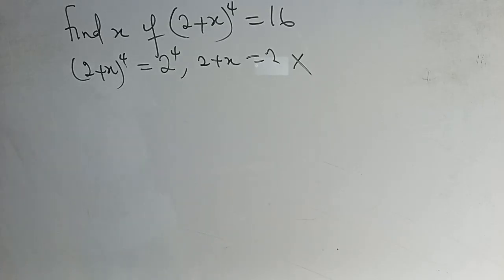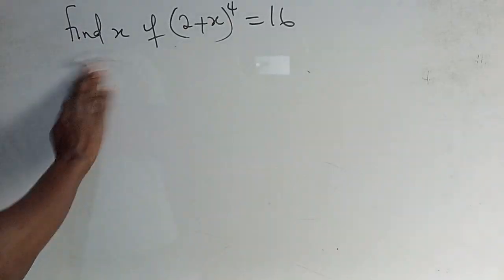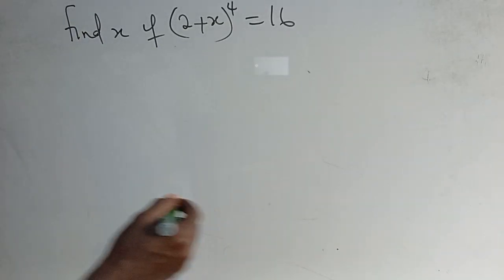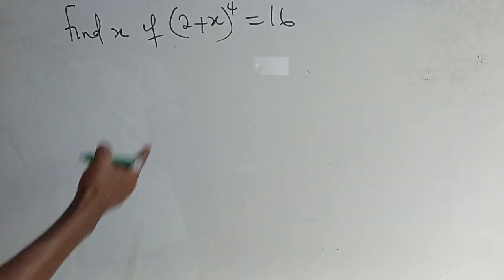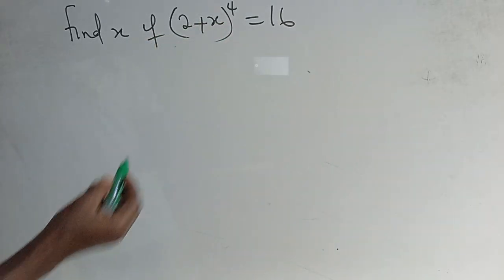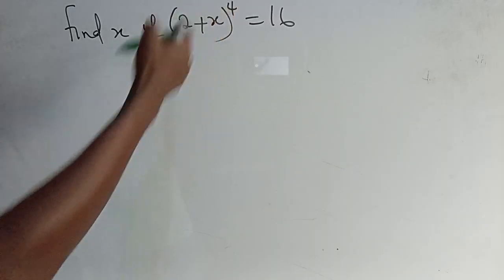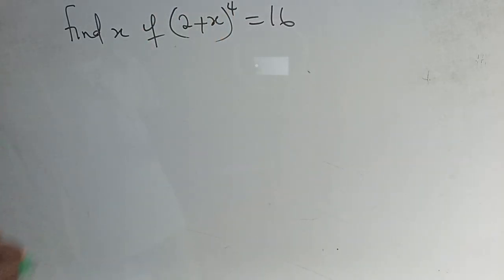So what we're going to do is solve this problem from another perspective. How? Especially, we expect ourselves to have 4 answers, because the exponent of x is 4. So the roots of this particular equation should be 4.